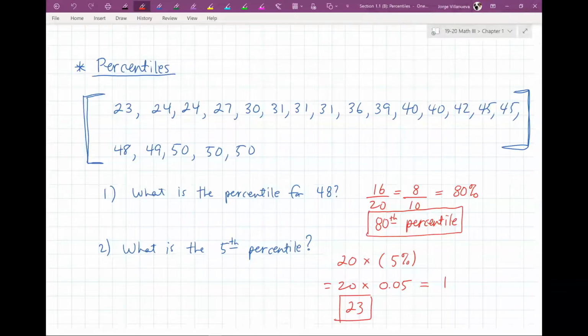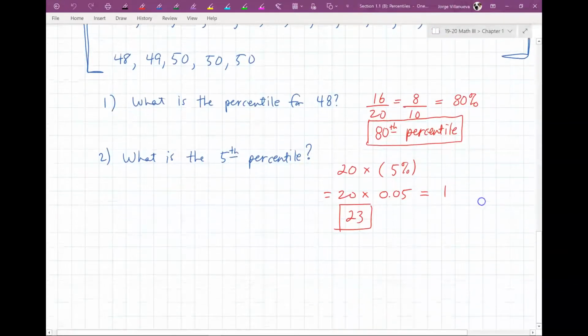Notice if I would have done the 10th percentile, the answer would be 2. 20 times 10% is 2. That means find the second number, which would have been 24. So to find the percentiles, you have to multiply the number of data points times that percent. So what would be my 50th percentile, let's say? I'm just going to do an extra problem here. What is the 50th percentile?